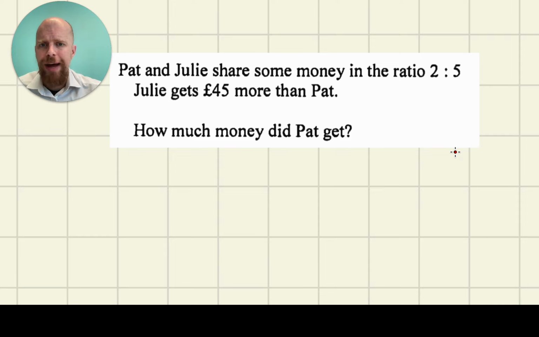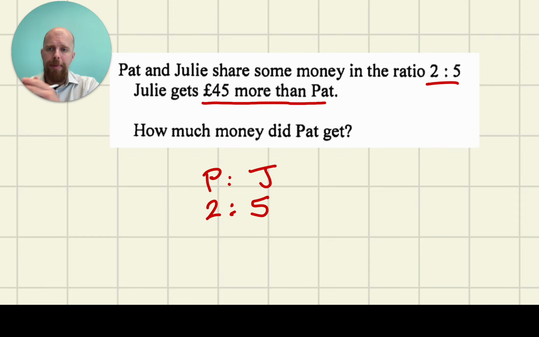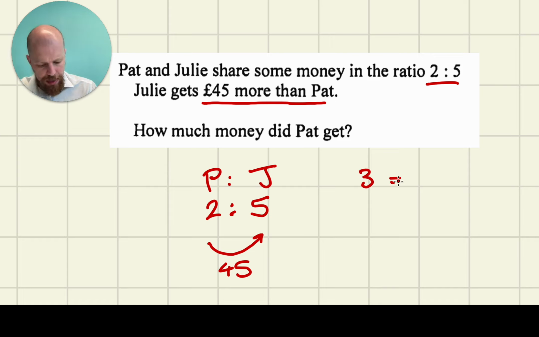And in my last question, Pat and Julie are sharing some money in the ratio 2 to 5. And Julie gets £45 more than Pat. So if the ratio Pat to Julie is given 2 to 5, remember it's respective, so Pat then Julie, 2 then 5, Julie gets £45 more than Pat. So what we need to do is work out how many more shares she gets. Well, 5 minus 2 is 3. So that means that 3 shares is worth £45.